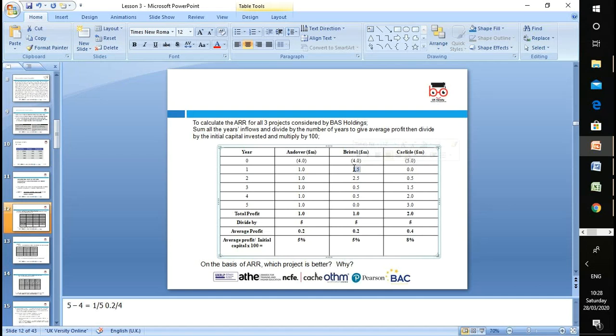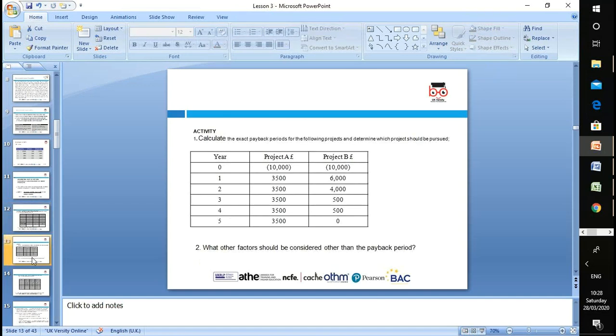Compounding interest, yes? Yep. And in Carlisle, we required 5 million investment. Maybe we don't have 5 million. So all these factors we need to keep in mind, and then we can decide which one will go ahead. Yeah. So according to this, yes, our ARR, we can go for Carlisle.